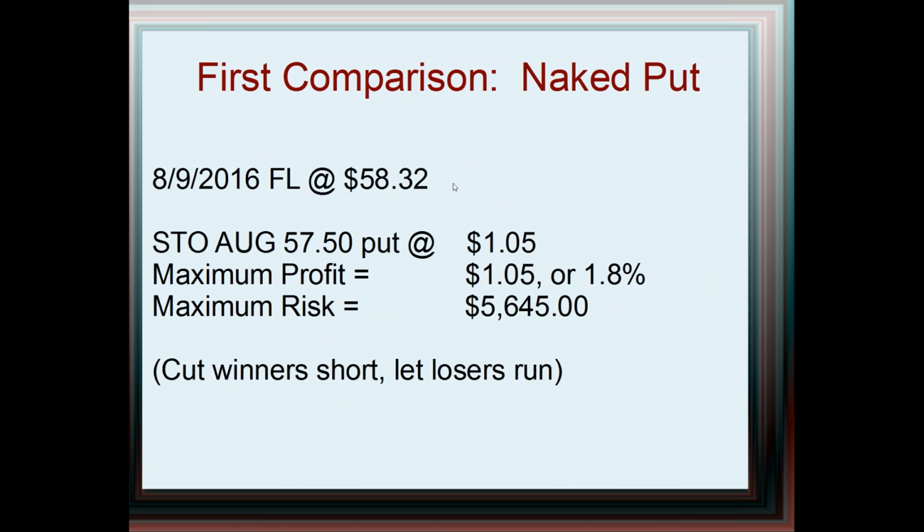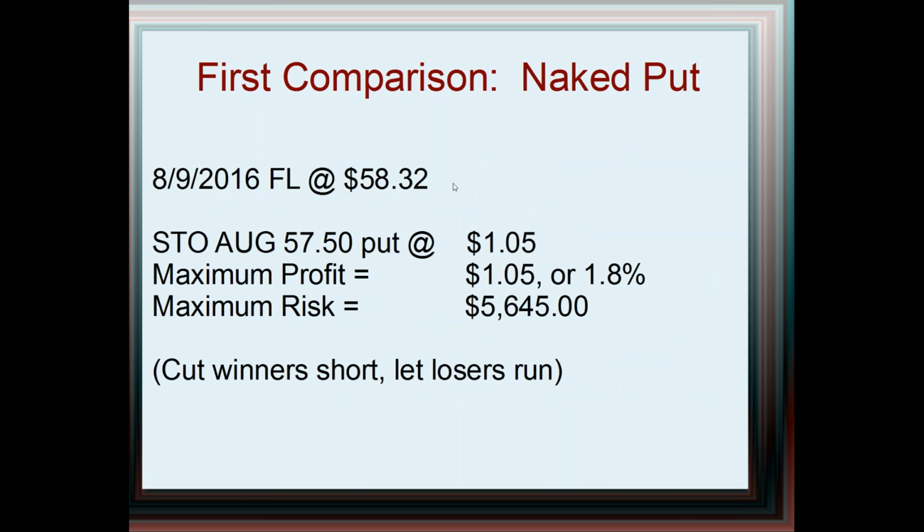On August 9th, on Tuesday, when we were looking at Foot Locker, I could have opened a cash-secured naked put and sold to open the August, only about 11 or 12 days to expiration, 57.5 strike put for $1.05. So the maximum profit on the position would have been $1.05, or $105 per one contract. Stock stays above 57.5, put expires worthless, I keep the premium, and I have a 1.8% yield.